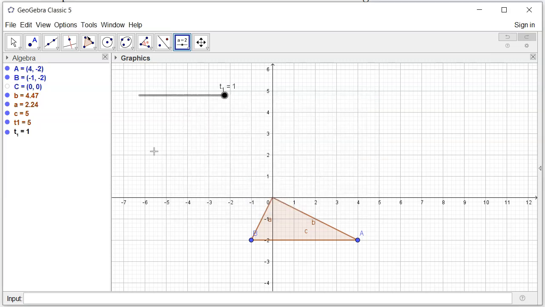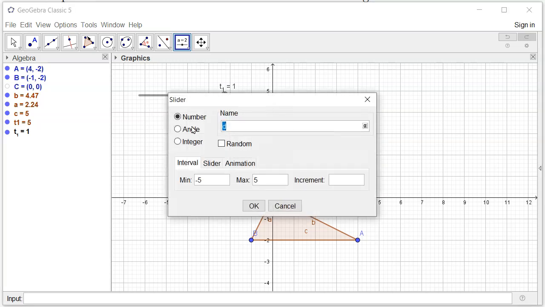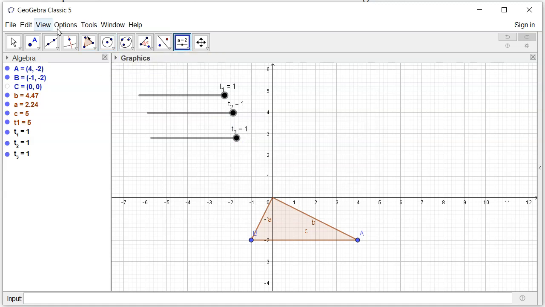Then I'm going to put a couple more. I'm going to call this one T2, with the same range and same increment, so 0 to 1 and 0.01. And one more, let's call it T3, going from 0 to 1 with an increment of 0.01.